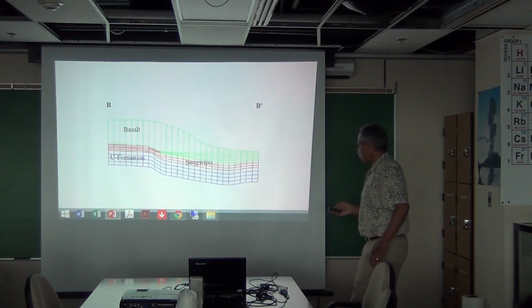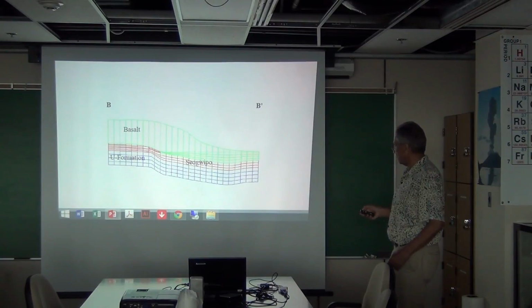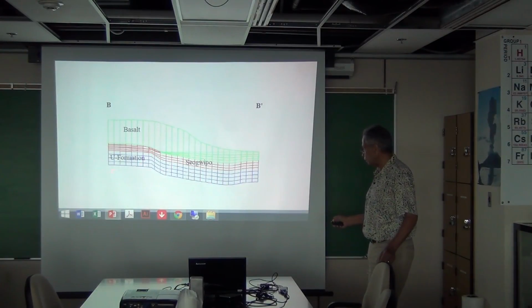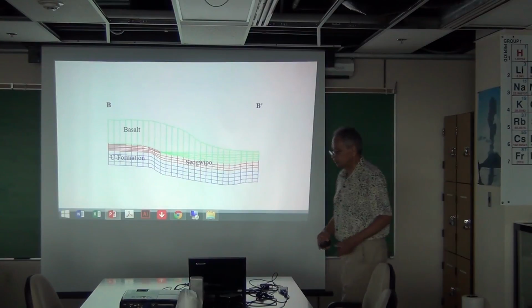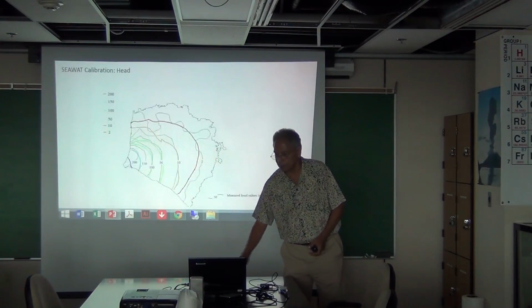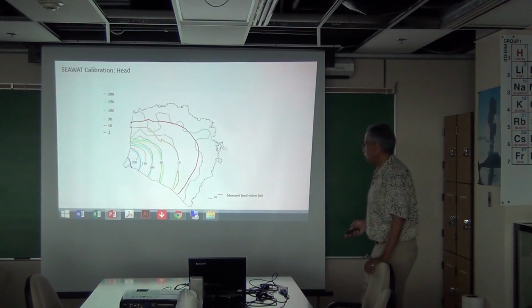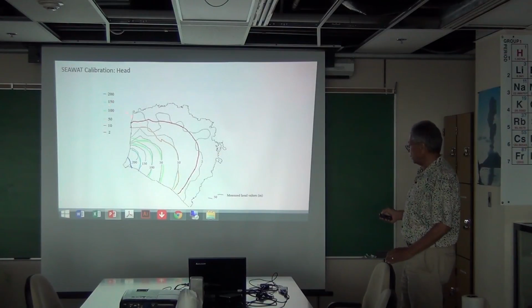So here is a cross section for this area, which we accounted for different materials. Here is a basalt and there is a low conductivity. So we excluded the basement. So here is the calibration. And it was interesting, we found that conductivity was reasonable. It matched whatever MODFLOW required. So this is the 2 meter contour, the 10, the 50, 100, 150, and 200.